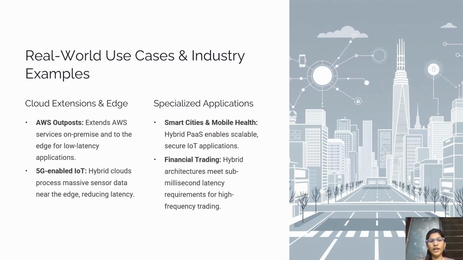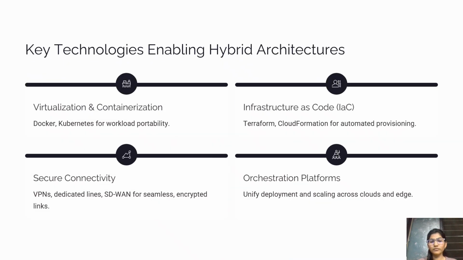Now move to the next slide. This is all about AWS Outposts and 5G-enabled IoT. Now move to the next slide. Challenges beyond it. To make hybrid architecture work, we use virtualization and containers.